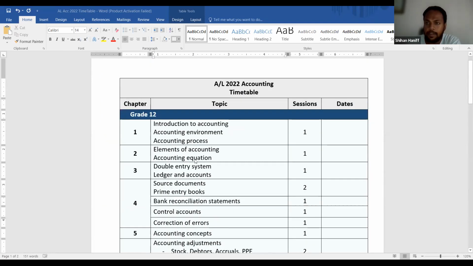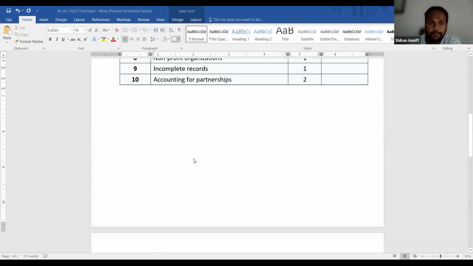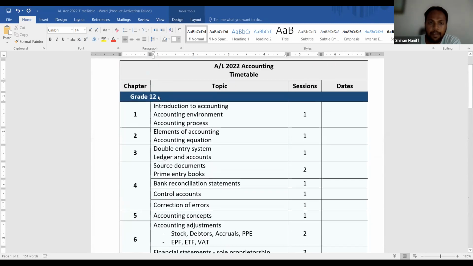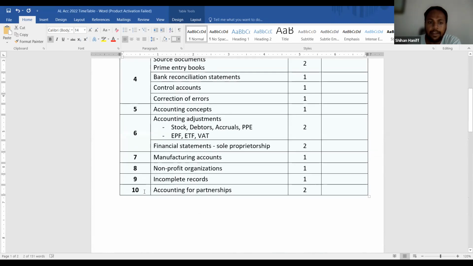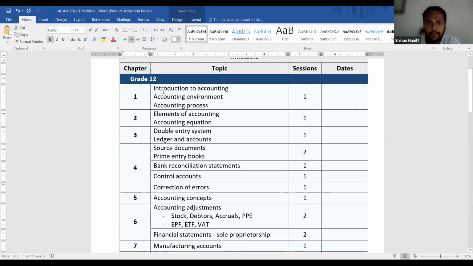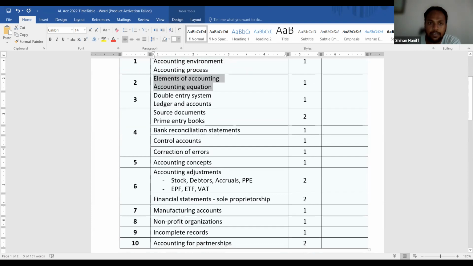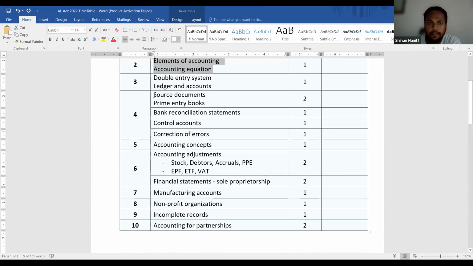If we take the accounting syllabus, we have 16 chapters. In grade 12, there are 10 chapters. If we go through the chapters: introduction, accounting environment, accounting process, then the elements of accounting, accounting equation, then the double entries and ledger accounts. Then one of the key areas in the syllabus: the prime entry books, bank reconciliation, control accounts, and error corrections.